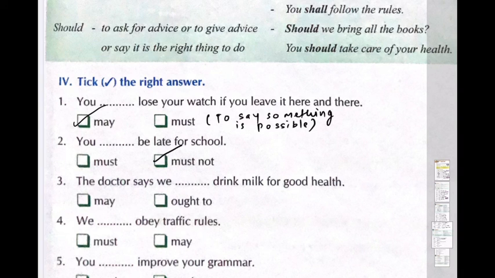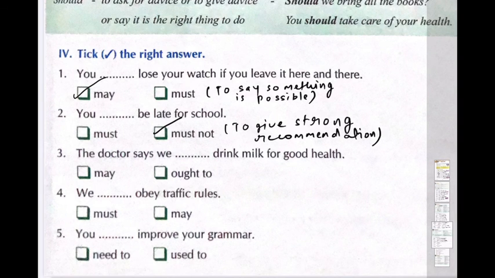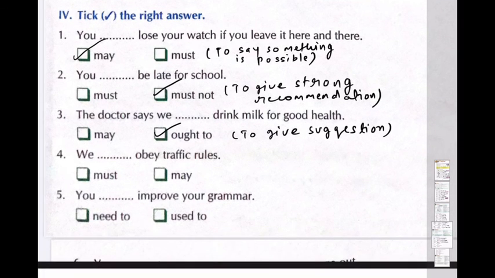Okay, to give strong recommendation. मतलब ऐसा चीज़ तो तुमको करना ही चाहिए या फिर नहीं करना चाहिए. The doctor says we drink milk for good health. We ought to. Okay, we ought to means to give suggestion. Next, we obey traffic rules. We must. Okay, we must obey traffic rules to give strong suggestion.